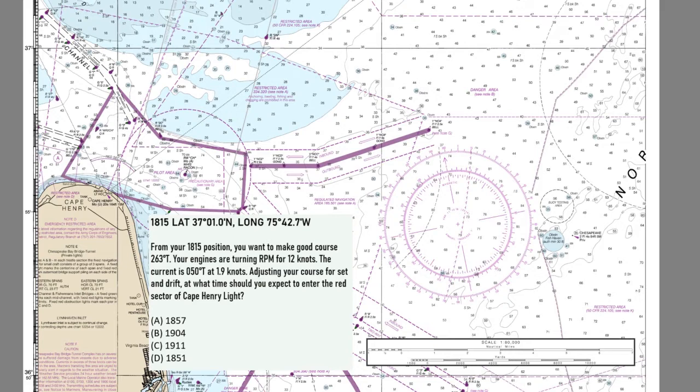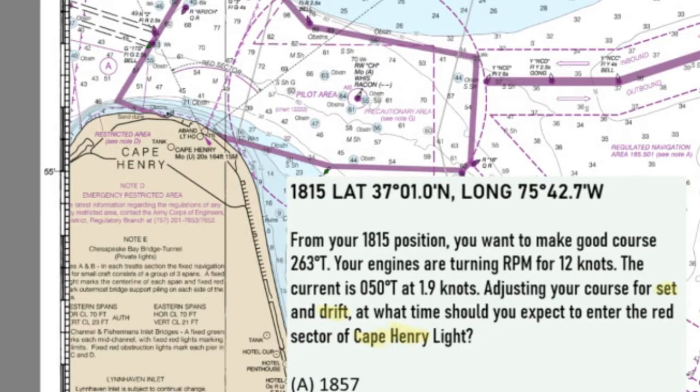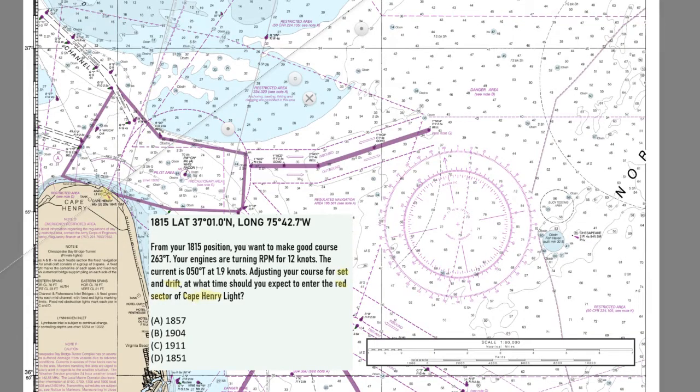First off, we have our magic word, set and drift. That lets us know that we're working with a set and drift problem. We're looking at Cape Henry Light, which is here. And Cape Henry Light is a sector light. So we're interested in what time we're going to see the red sector of the light. So I'm going to highlight that on our chart. Our chart's a little busy in that area. I'm just going to draw in the red sector here.